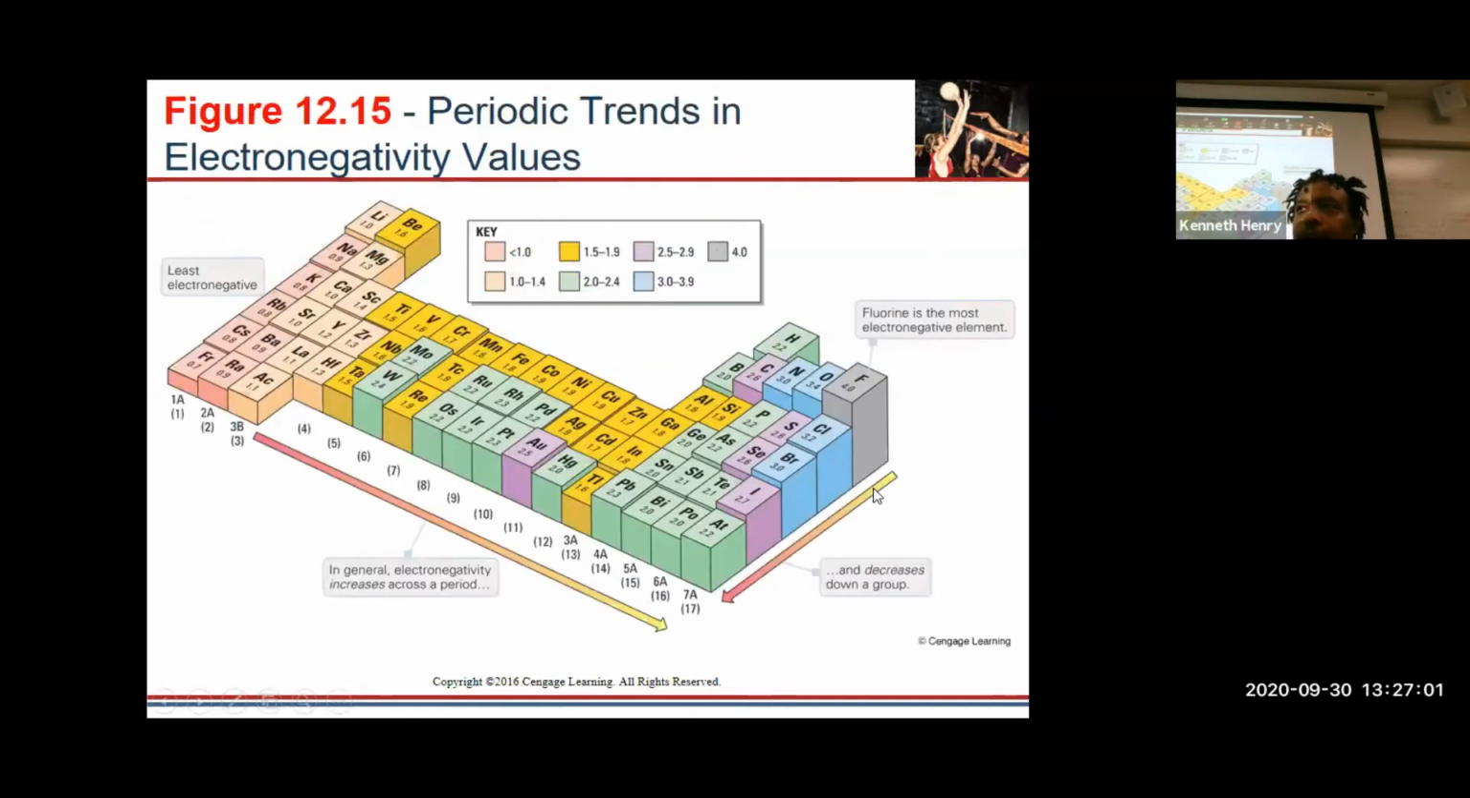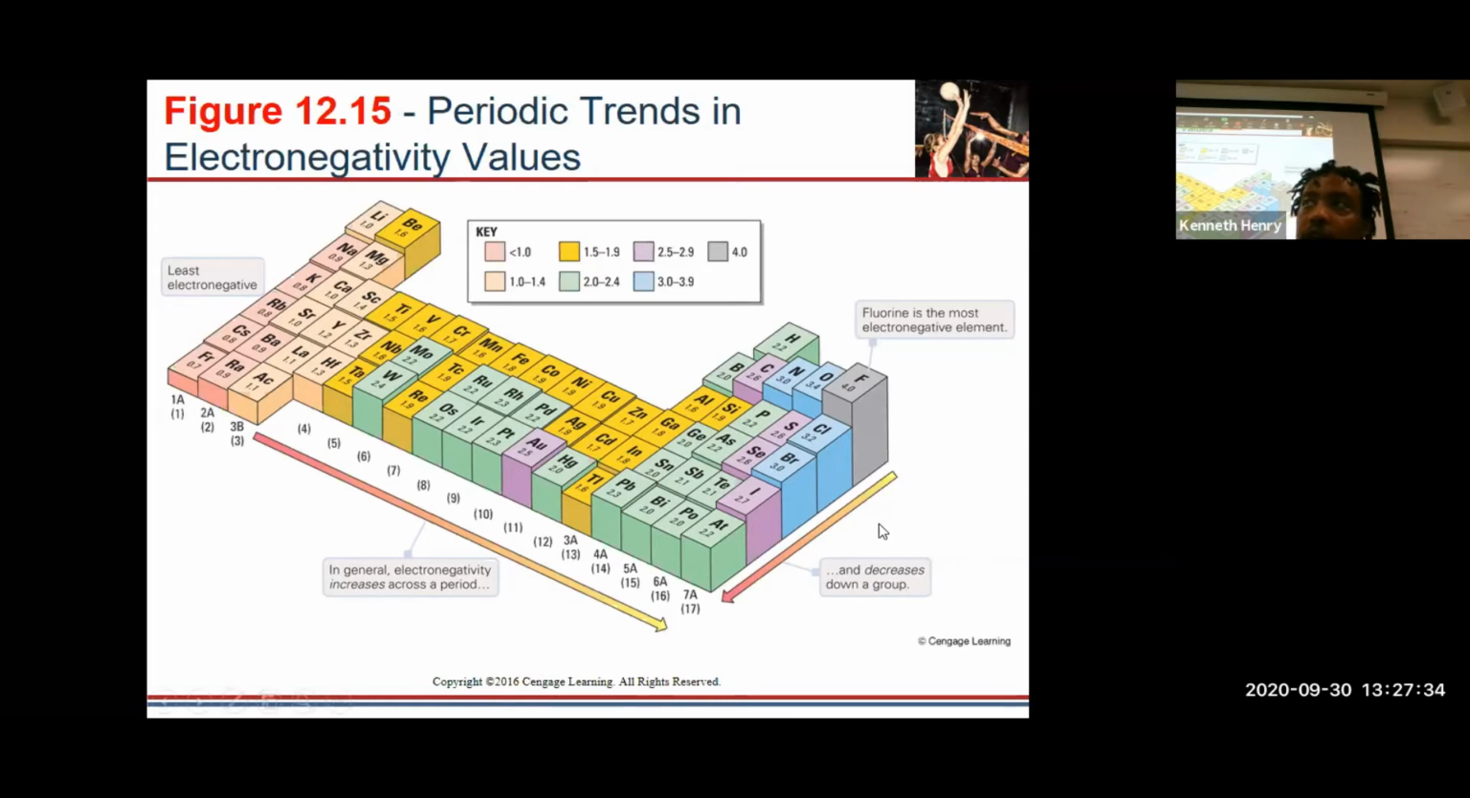Okay, so we've talked about electronegativity. If you look at it, there's a general trend. There are always going to be exceptions, and we have a couple of them here. But generally, as we go from left to right, electronegativity increases. As we go from top to bottom, it decreases.